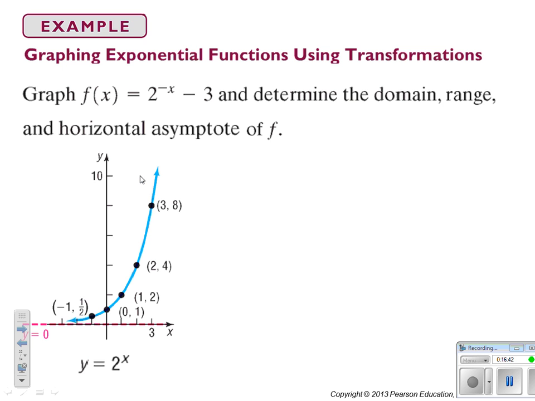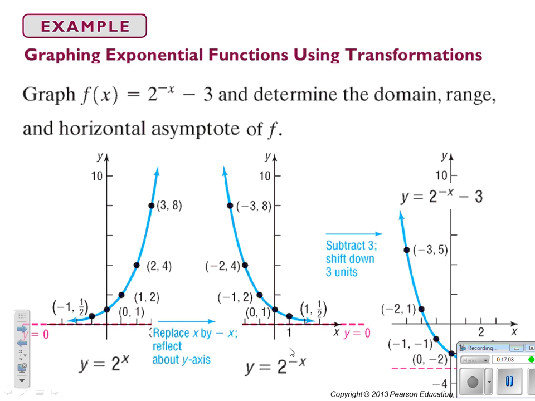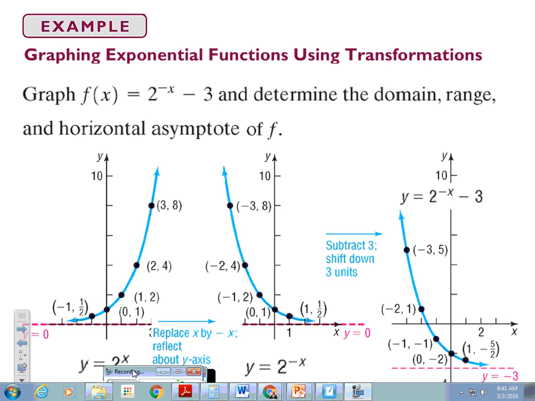So here's y equals 2 to the x. Reflecting it across the y-axis takes our x values and changes the sign. And then we are going to shift it 3 units down. So this is our resulting function.